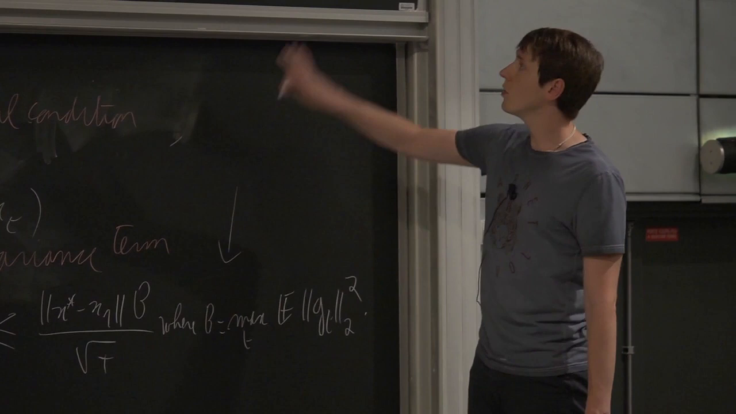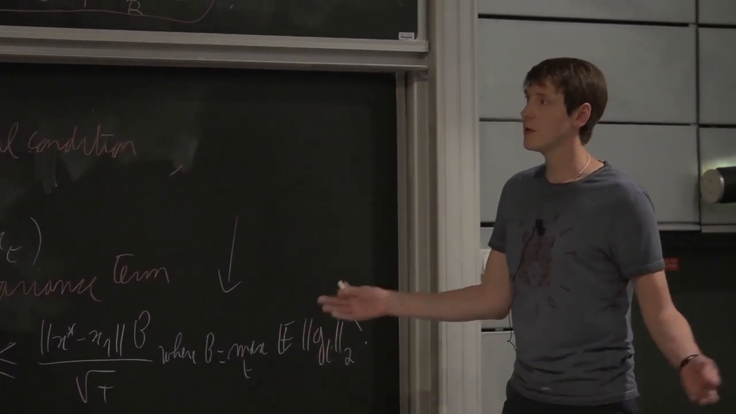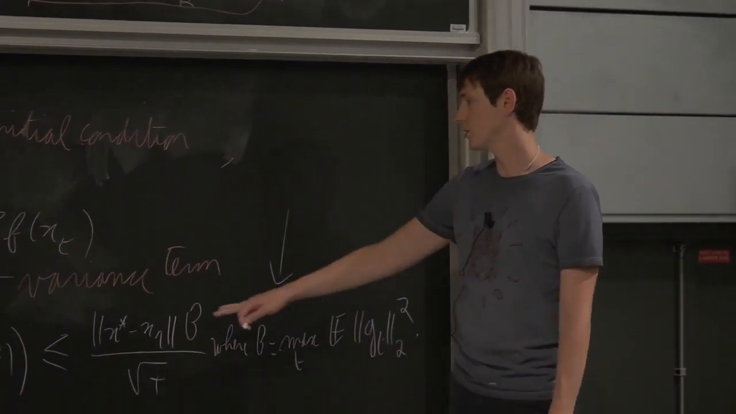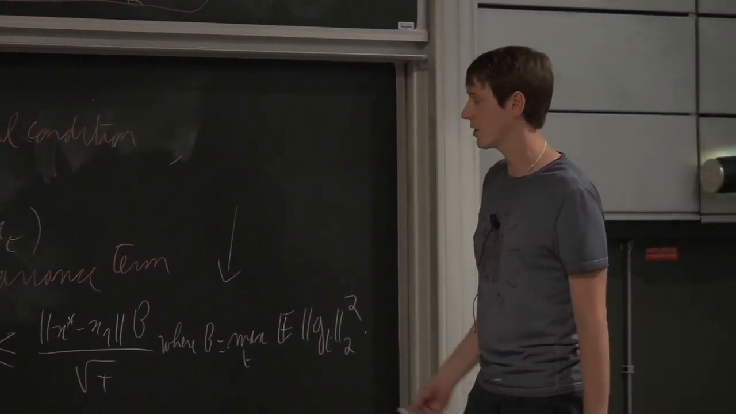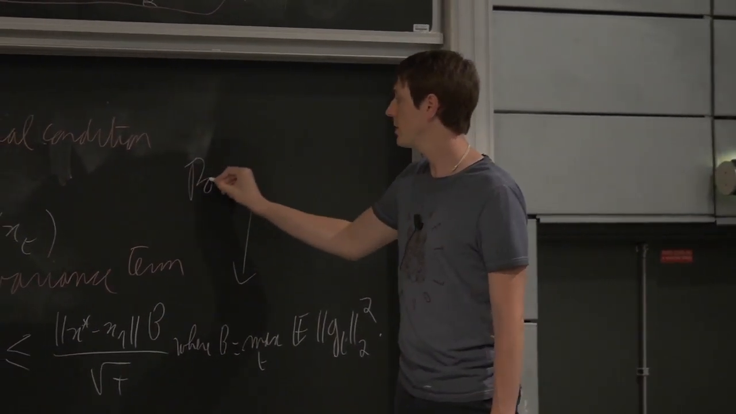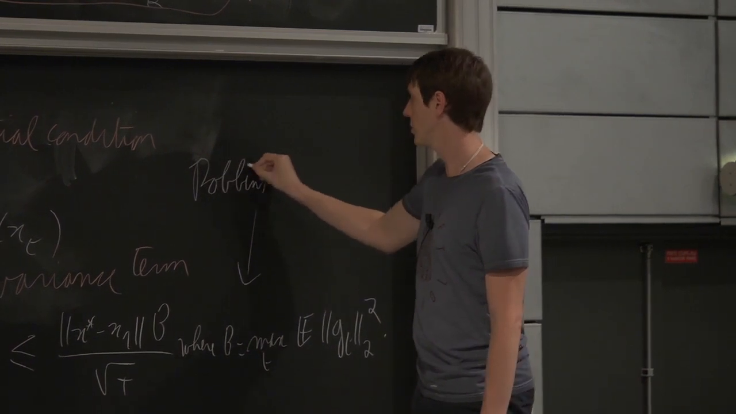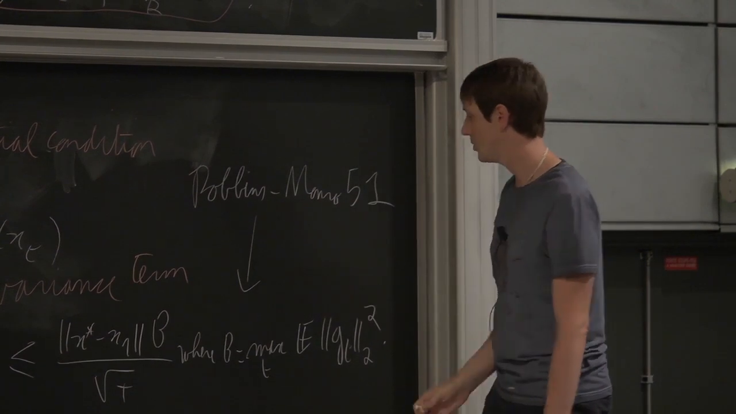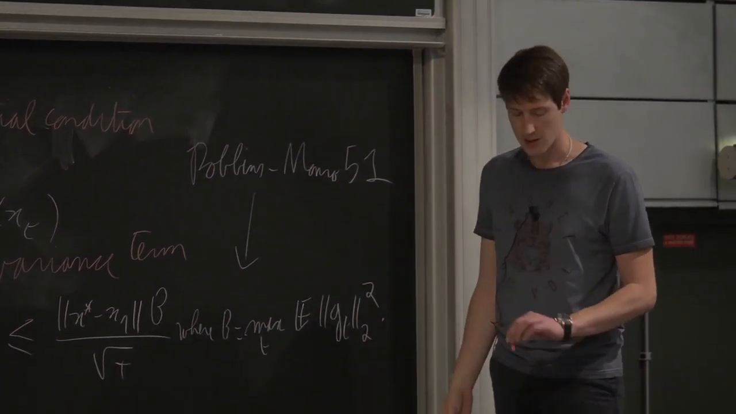So again, there is an entire field that grew out of those little observations, and we're not going to cover it. The field is called stochastic approximation, and the seminal paper is Robbins-Monro, '51, which basically observed this.